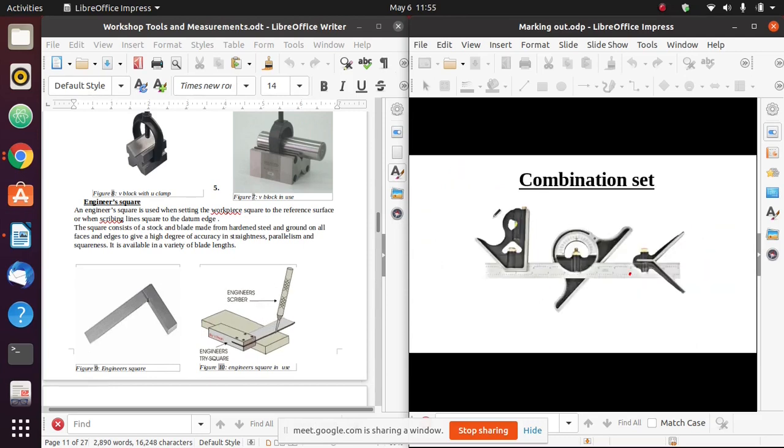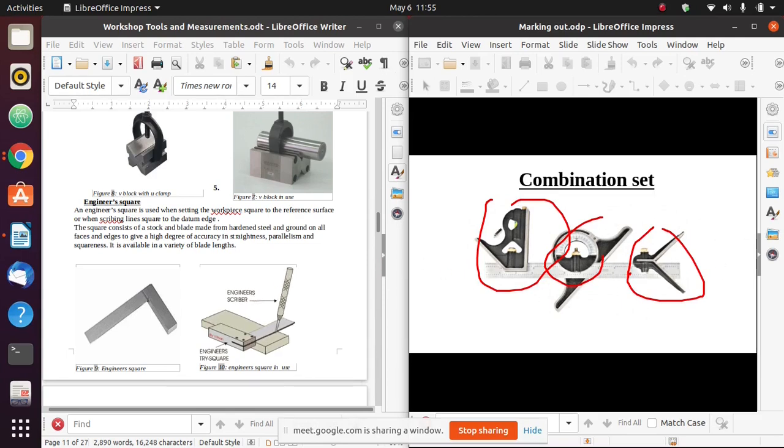Now we have another interesting tool that is known as a combination set. This combination set incorporates a tri-square, a protractor, a spirit level, and something known as a center head. So this combination set has three heads. We have the square head, the protractor head, and the center head.